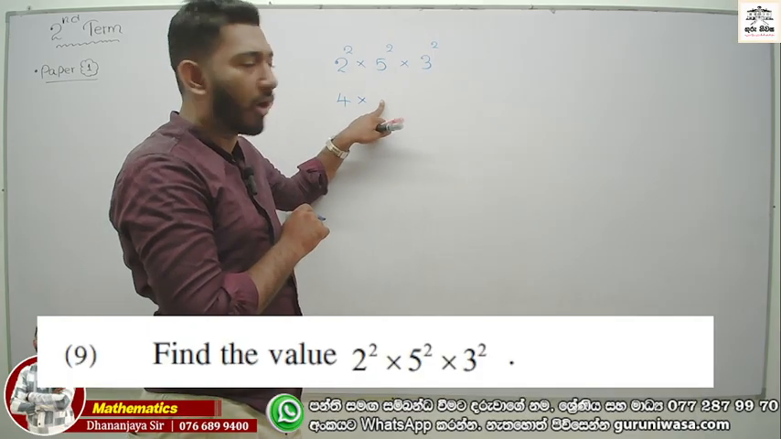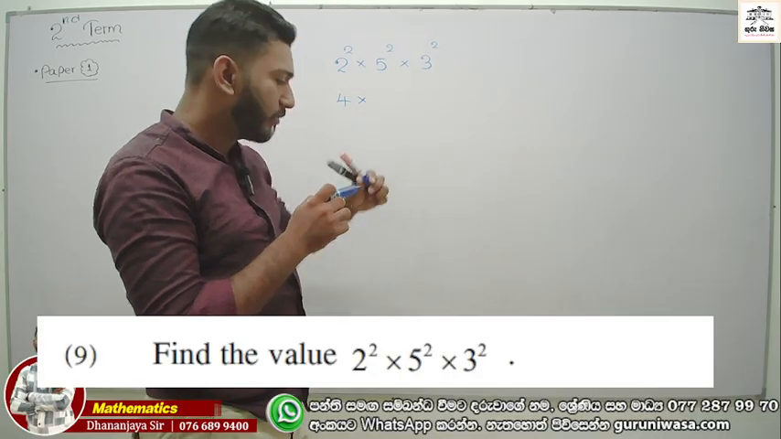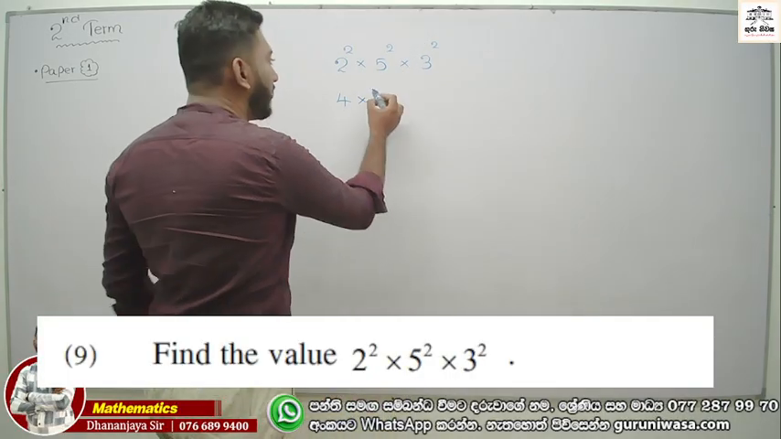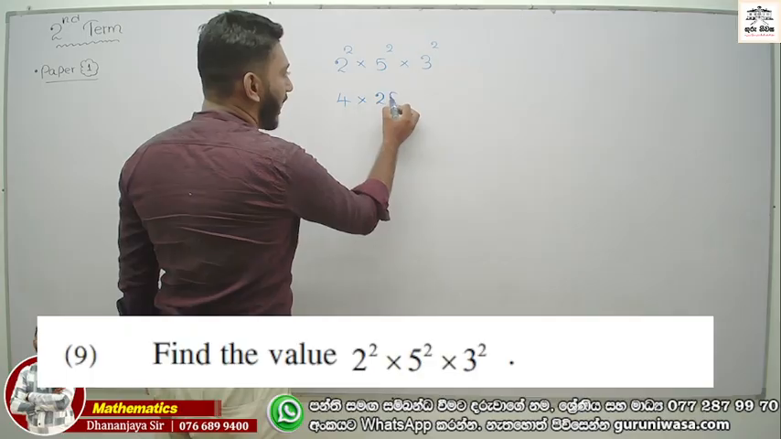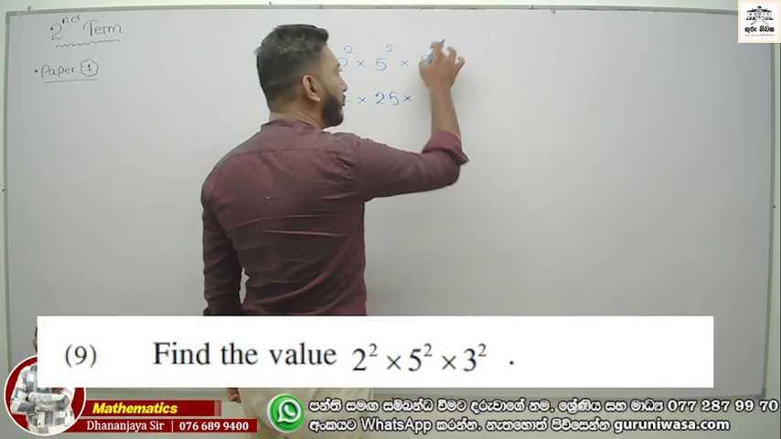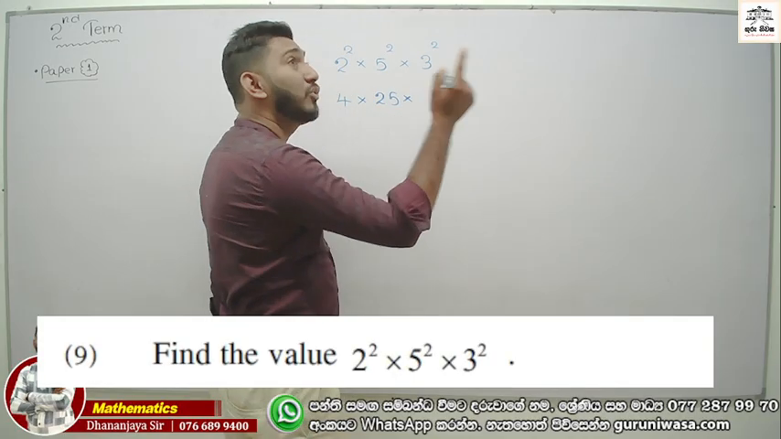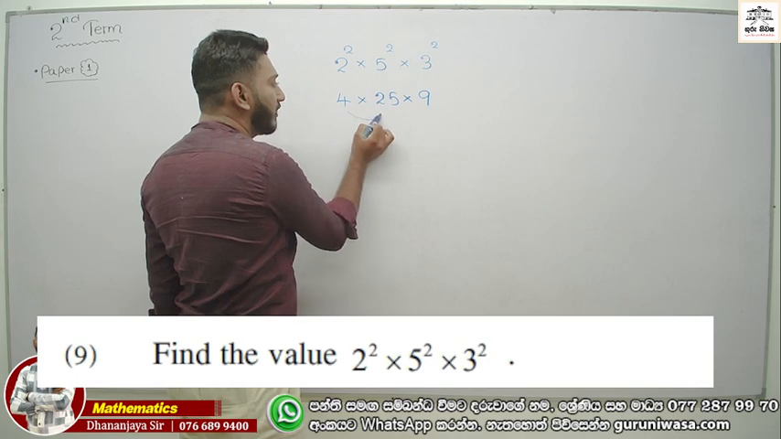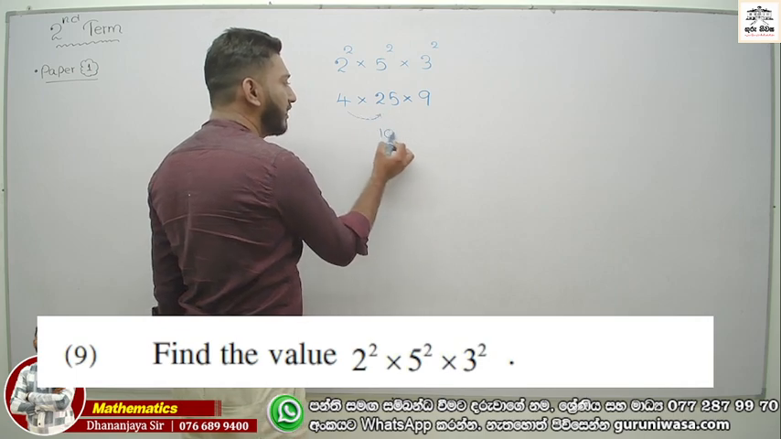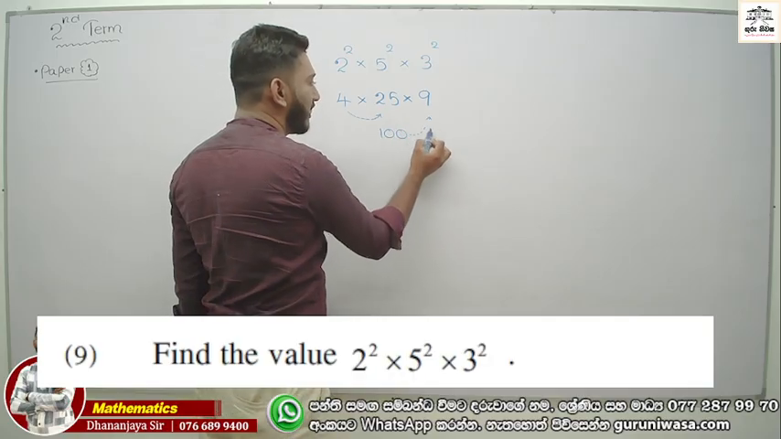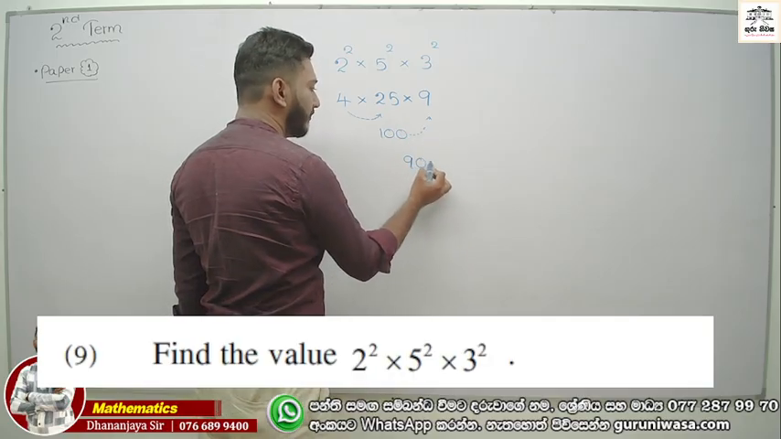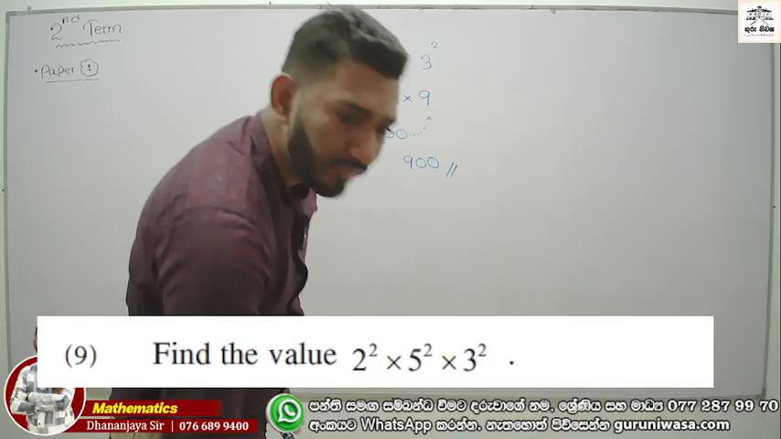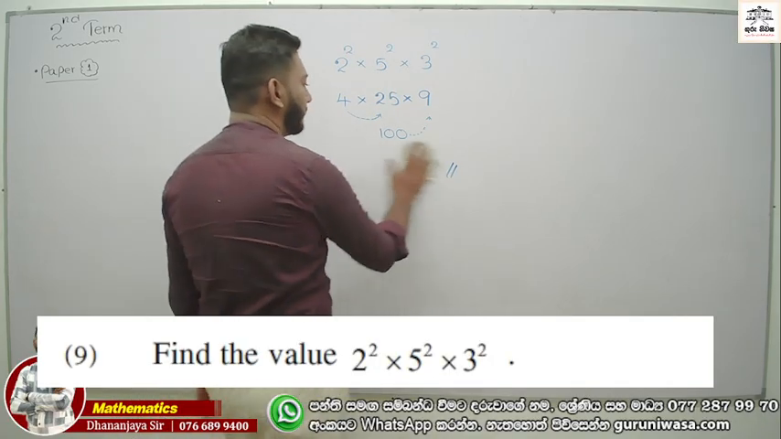It's wrong, right? Now 5 to the power of 2 means 5 into 5. 5 into 5, it should be 25. As well as 3 to the power of 2 is not 6. 3 into 3, then the answer is 9. And we know 4 times 25 is 100. Then 100 into 9, and we know it's 900. Then the answer is 900.